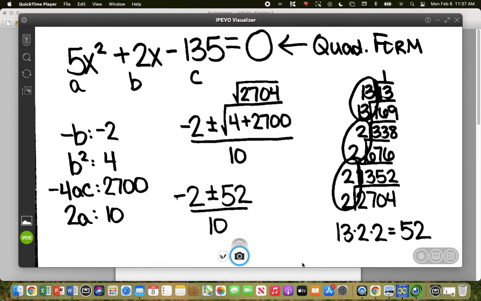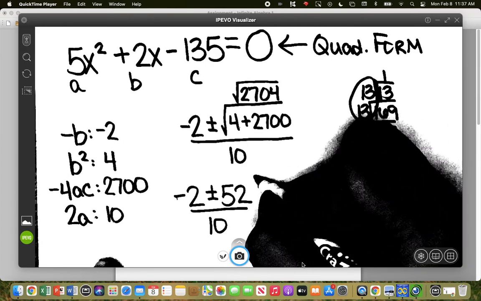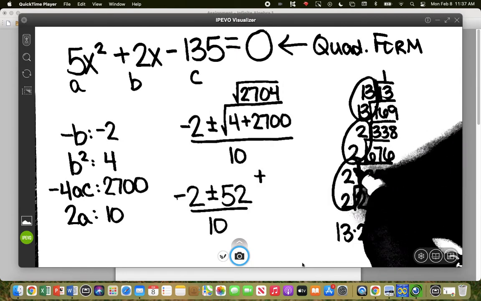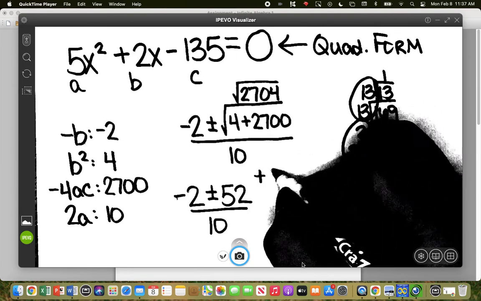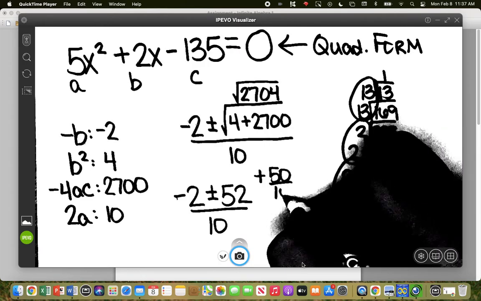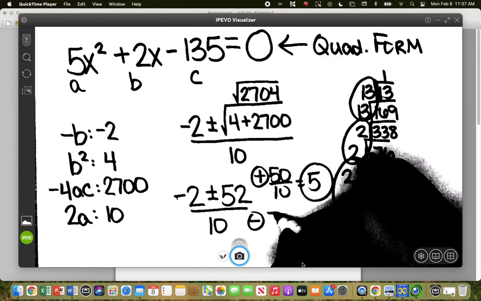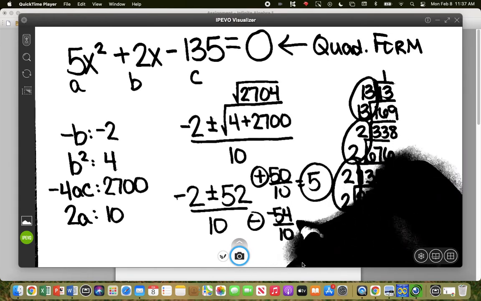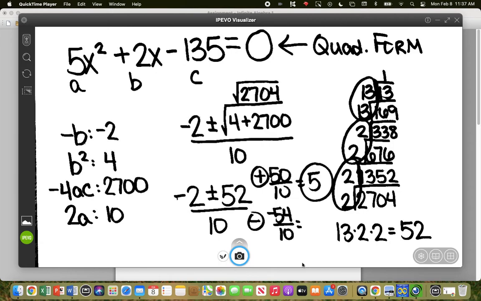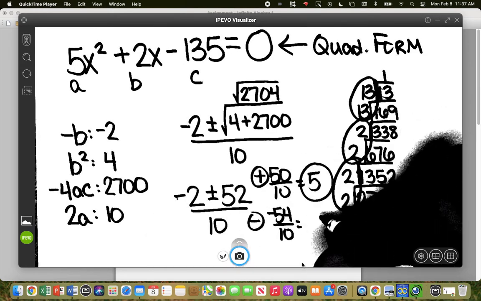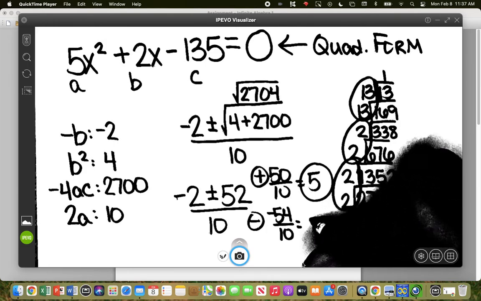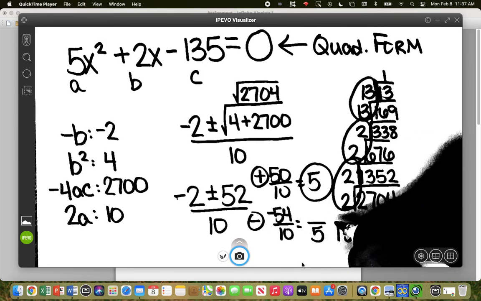Now, if it is a perfect square, we have to add and subtract still to get our 2 answers. So if I add those, what is negative 2 plus 52? All right, 50 over 10 gives me 5. And if I subtract those, I get negative 54 over 10, which I can reduce to what? If I reduce it by 2. I agree with the fifth. What did you say for the top? What's half of 54?